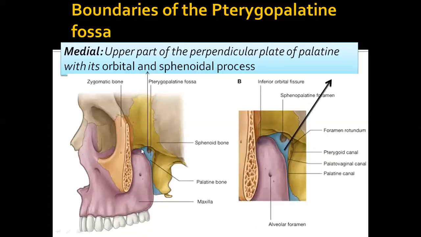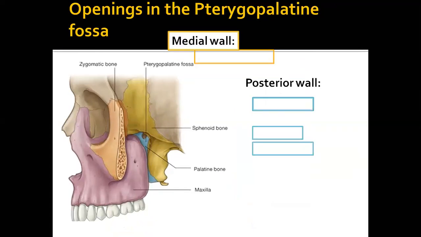And if you see the medial wall here, it is removed here. The zygomatic bone and mandible are removed here. You can see the medial wall of the pterygopalatine fossa is formed by the perpendicular plate of the palatine bone. And if you see the openings in the pterygopalatine fossa, you can see numerous openings here.